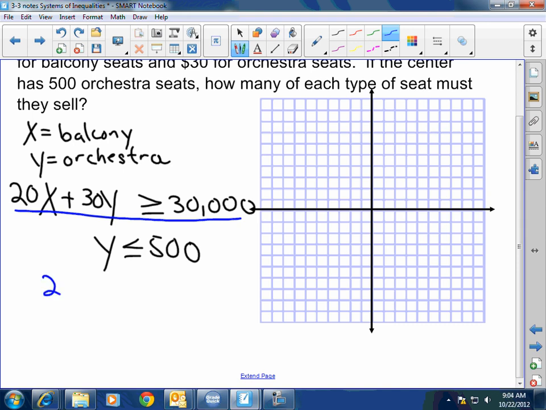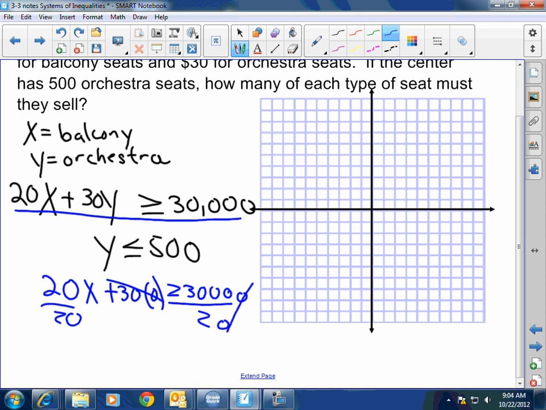So 20x plus 30 times 0 has to be less than 30,000. So when you divide by 20, do you see that x has to be 1,500? Do you see that now, guys?